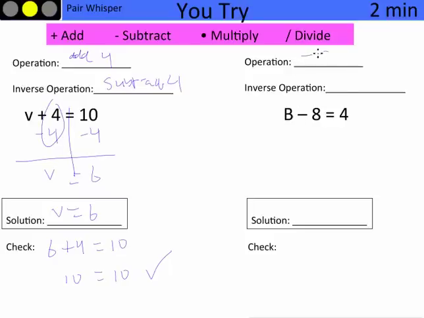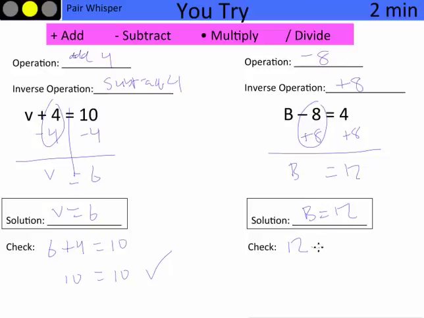b is being subtracted by 8, so we're going to add 8. Negative 8 and positive 8 make 0, so we have b, and 4 plus 8 is 12. If b equals 12, we can check our solution by rewriting the equation, but instead of b, writing 12. So 12 minus 8 equals 4. Is this true? 12 minus 8 is 4. So that means that we're good.